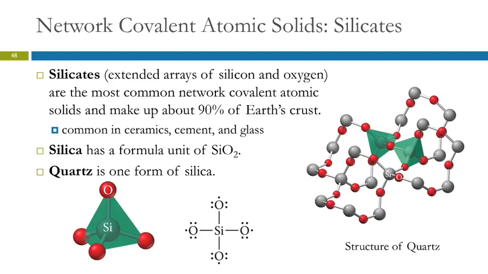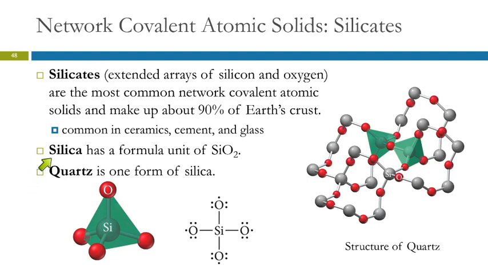Okay, so leaving carbon behind, silicates. So these are extended arrays of silicon and oxygen. So now, this is an atomic solid because it does not contain individual molecules. But we have 2 different kinds of elements in here. Silicates are the most common network covalent atomic solid. They make up about 90% of the Earth's crust. Think sand. Sand is a silicate.